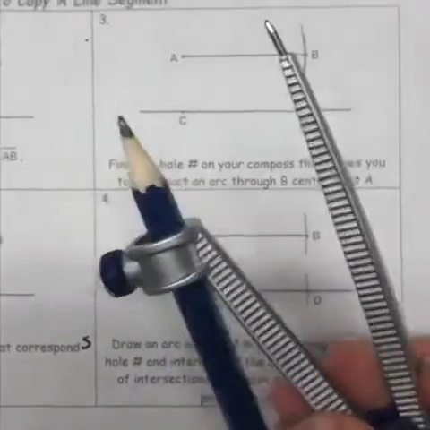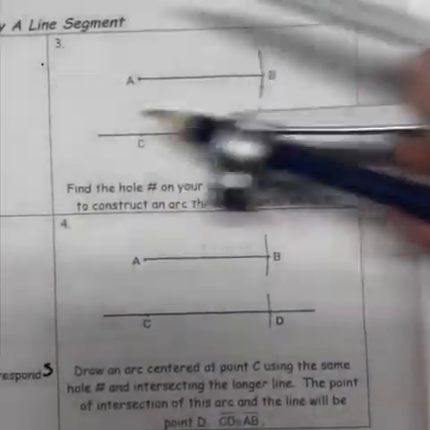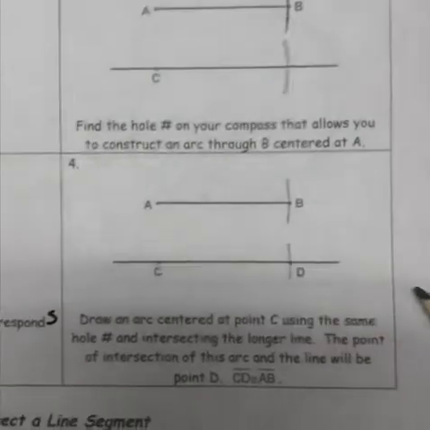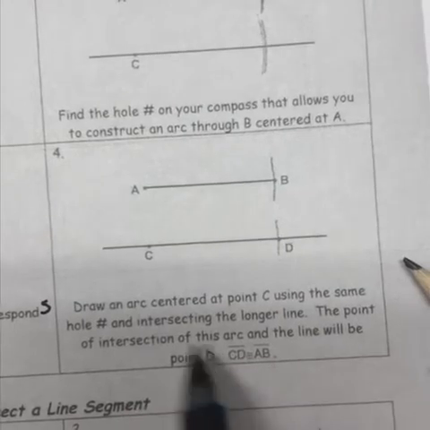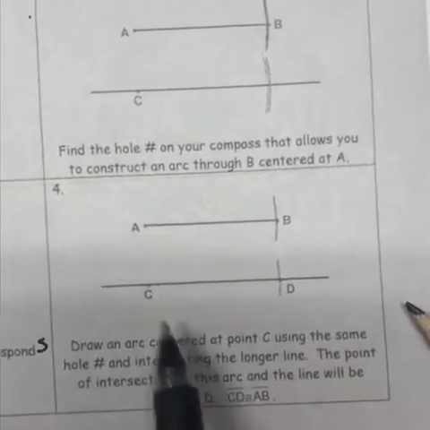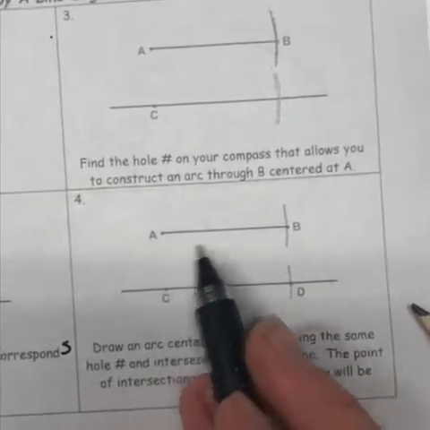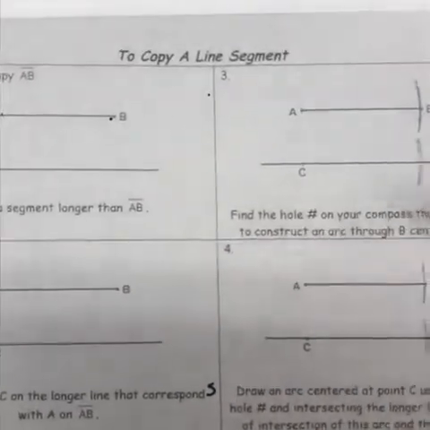Now you use that exact same length to find that out. Now you can establish that C and D are equivalent to A and B. And that is how you copy a line segment.